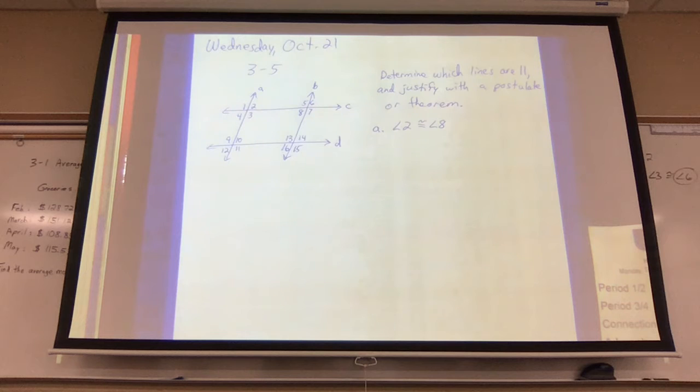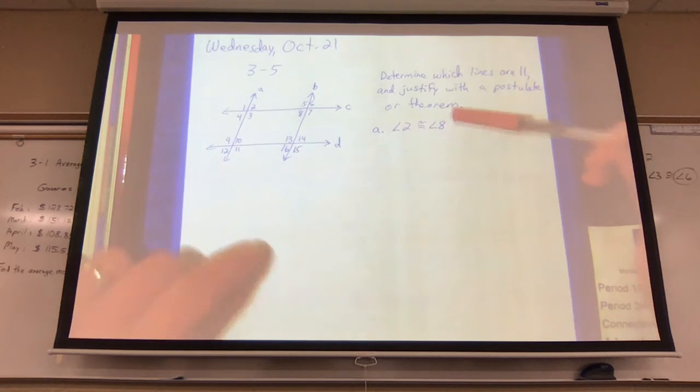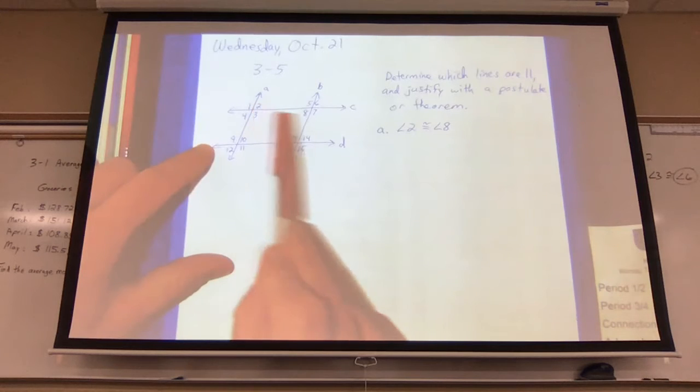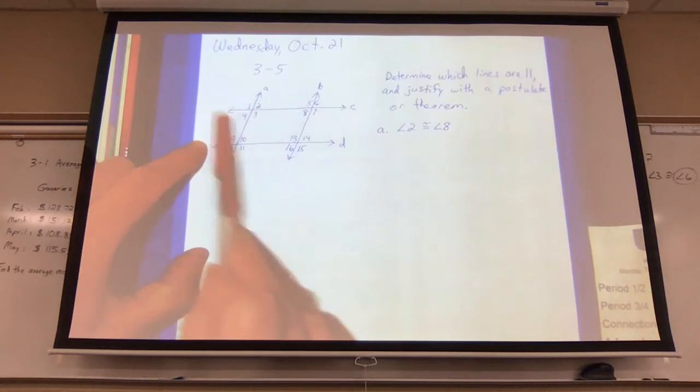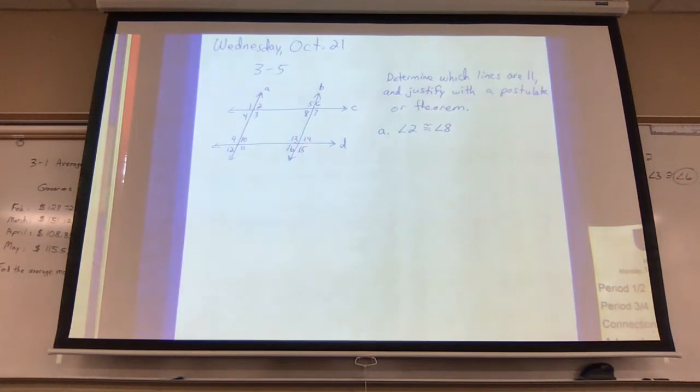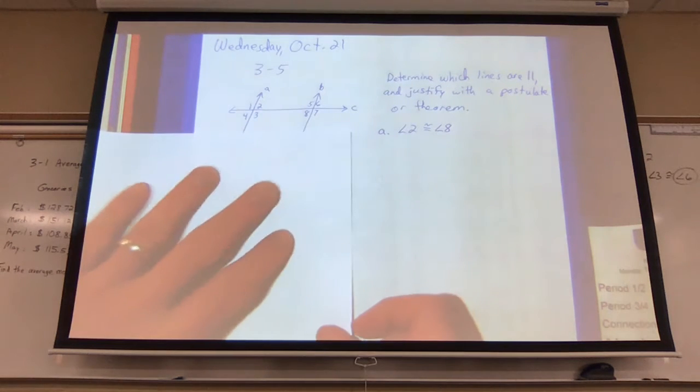And from that, they're going to have us figure out which lines are parallel, and then we're going to justify it with a theorem or a postulate. So obviously, the first thing we've got to do here with 2 and 8 is figure out where they're at in the picture. You go over to your picture, here's angle 2, here's angle 8. So they're sitting up here on the top part of our picture. So again, like we did last time, what I'm going to do is cover up the bottom part of our picture, because angles 2 and 8 are not on the bottom part.